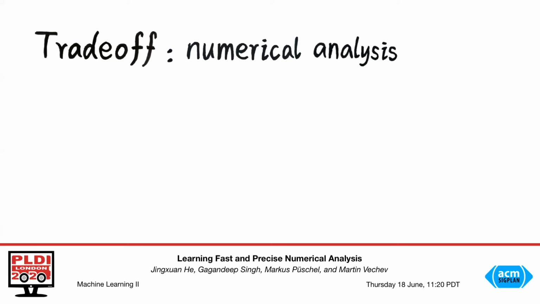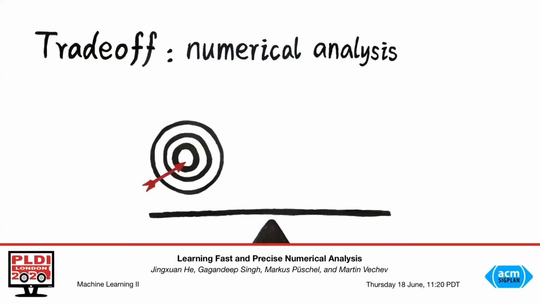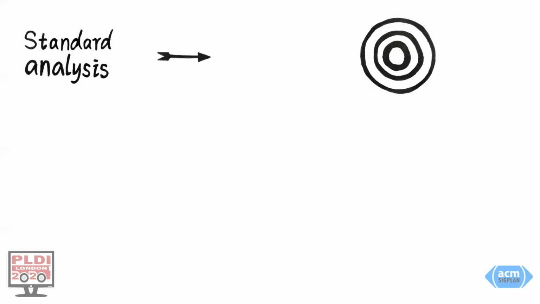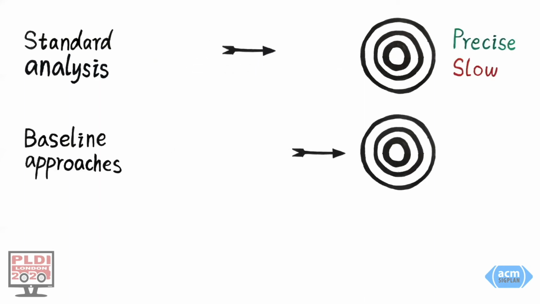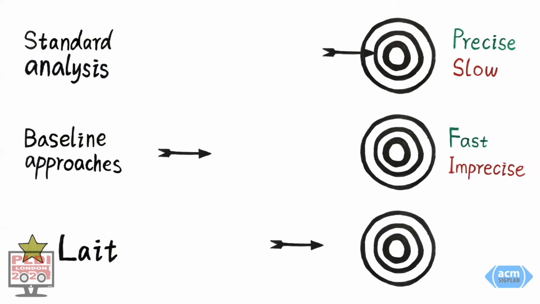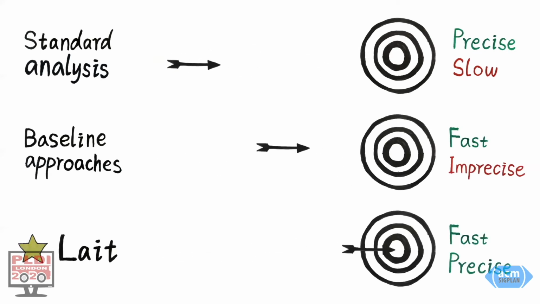It's challenging to achieve a trade-off between precision and speed for the widely used numerical program analysis. For large programs, standard analysis can achieve full precision, but it's very slow. The considered baselines, including heuristics and an existing learning approach, can speed up the standard analysis, but it's imprecise. We introduce Lait, which is both fast and precise.